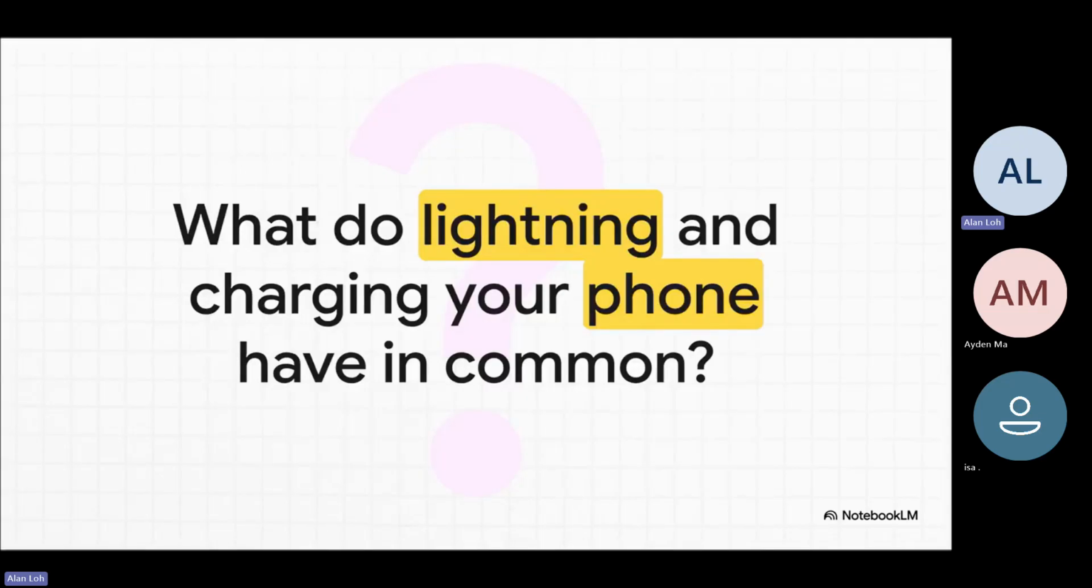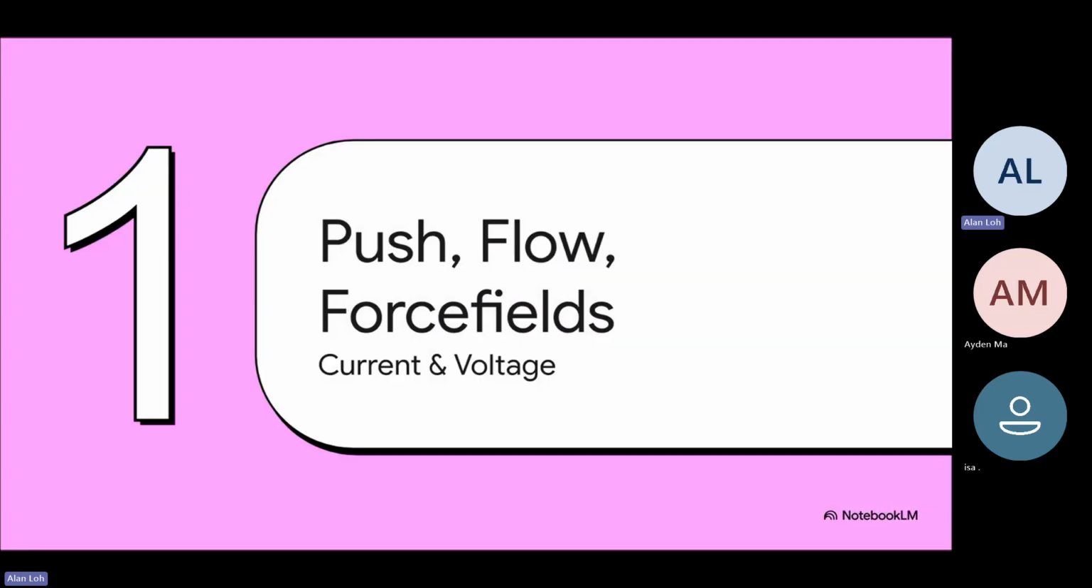So let's kick things off with a little puzzle. You've got this massive, chaotic bolt of lightning, and then you've got this simple, everyday act of charging your phone. What on earth could they possibly have in common? Well, it turns out, pretty much everything. They are both fundamentally about the same thing, moving electric charges. Just, on a slightly different scale. So let's start at the very beginning.